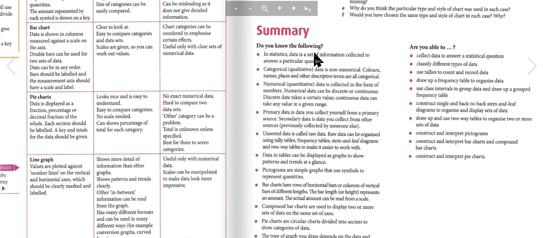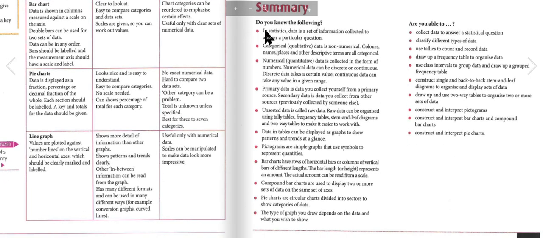Summary. Do you know the following? In statistics, data is a set of information collected to answer a particular question. Categorical or qualitative data is non-numerical. Colors, names, places, and other descriptive terms are all categorical. Numerical, quantitative data is collected in the form of numbers. Numerical data can be discrete or continuous. Discrete data takes a certain value. Continuous data can take any value in a given range.